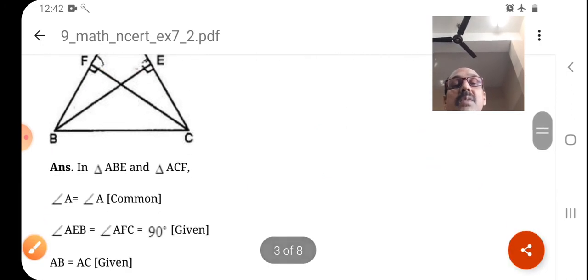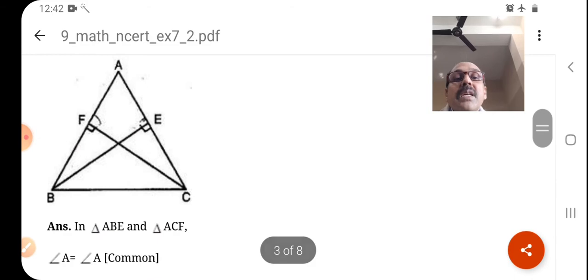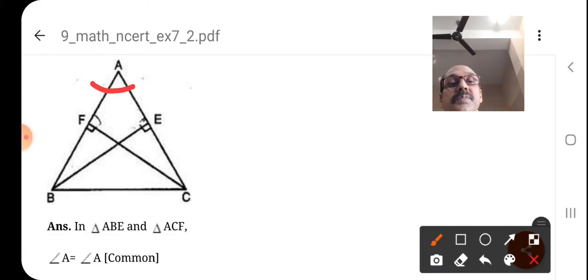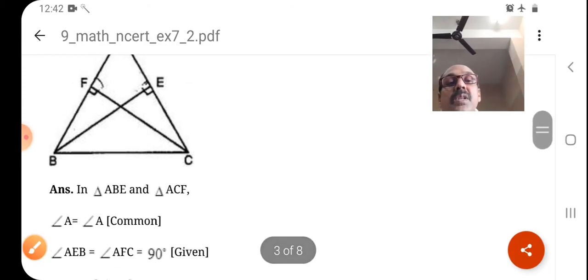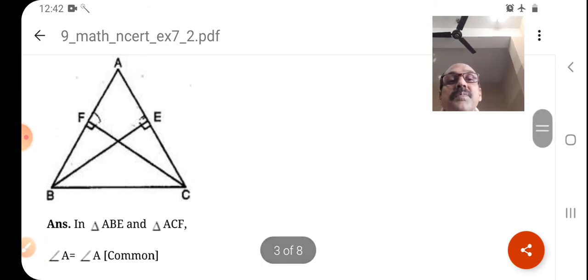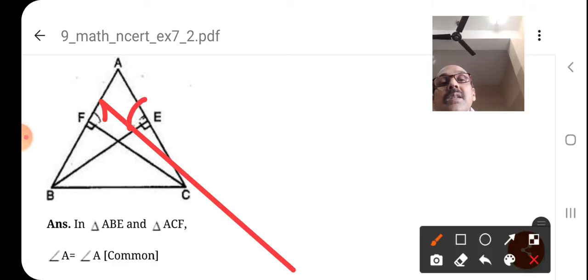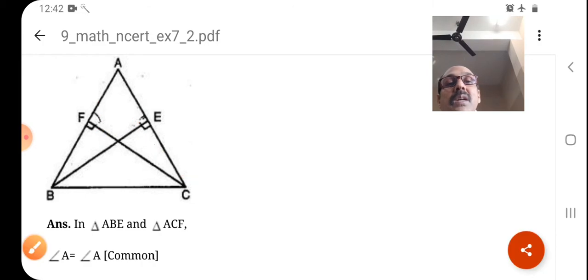Okay. Now in triangle ABE and ACF, angle A is common. Angle A same. In triangle ABE, angle A is there. In triangle ACF, angle A is there. So in ABE and ACF, angle A is common. This angle is common. Number 2 condition, angle AEB and angle AFC are 90 degrees. AEB, this angle and this angle, these two are 90 degrees.